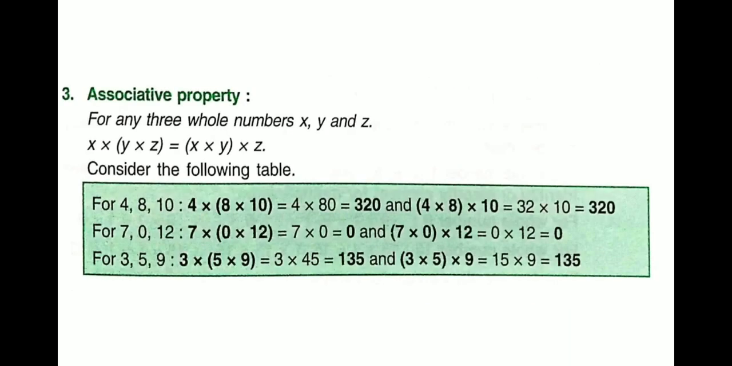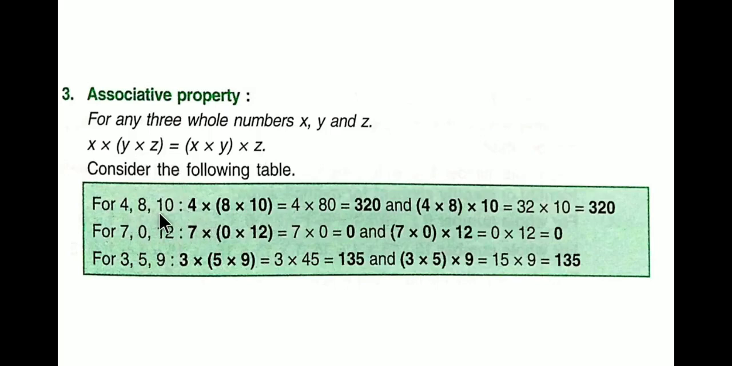The third property is associative property. Associative means if you take 3 whole numbers and multiply them, whether you multiply the second and the third first and then multiply the first number, or you multiply the first and the second number and then multiply it with the third, both will have the same result.